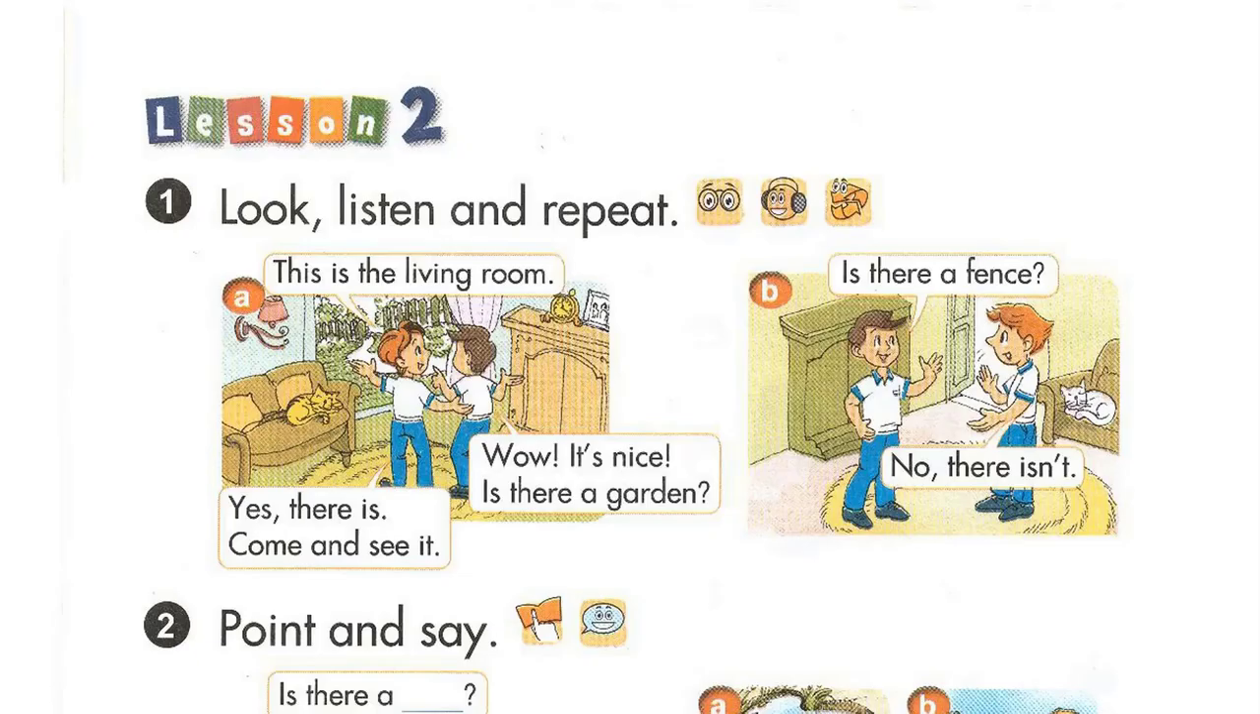Page 14. Lesson 2. Activity 1. Look, listen and repeat. A. This is the living room. Wow, it's nice. Is there a garden? Yes, there is. Come and see it. B. Is there a fence? No, there isn't.